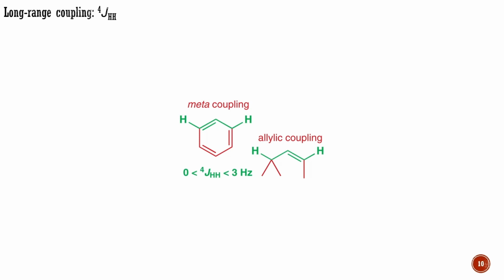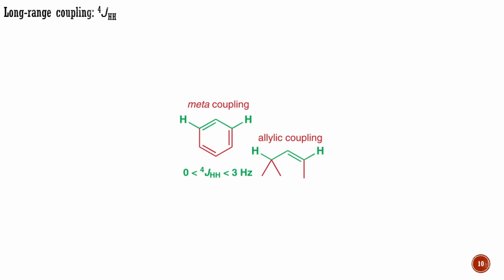However, it is seen in some special cases, the most important being meta-coupling in aromatic rings and allylic coupling in alkenes. In both, the orbitals between the two hydrogen atoms can line up in a zigzag fashion to maximize interaction. This arrangement looks rather like the letter W, and this sort of coupling is called W coupling.